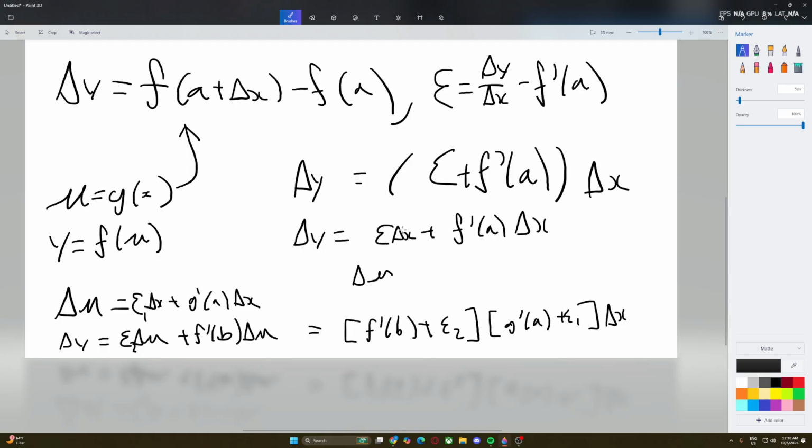Oh wait, there's no more change in y. Change in u, change in x. Limit as x approaches 0. And then we get, well, we know that epsilon 2 is 0. You know, epsilon 1 approaching 0 is 0.